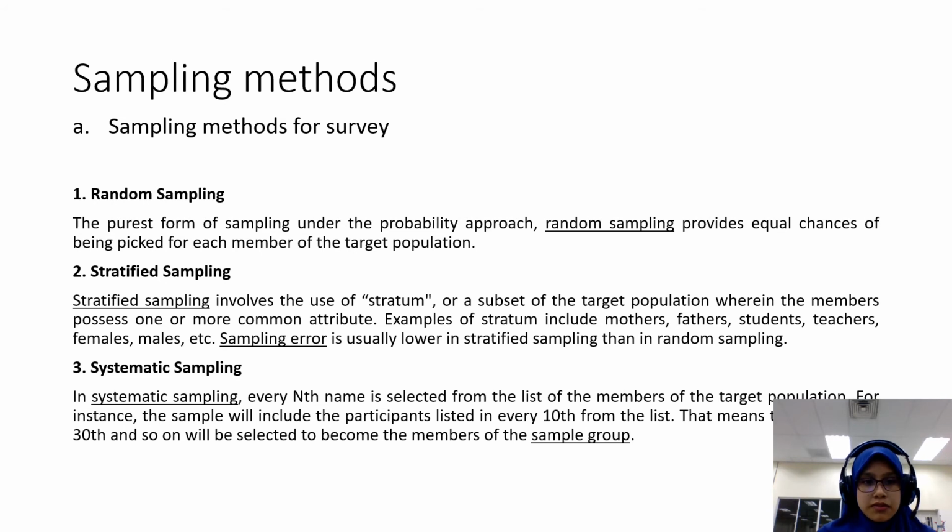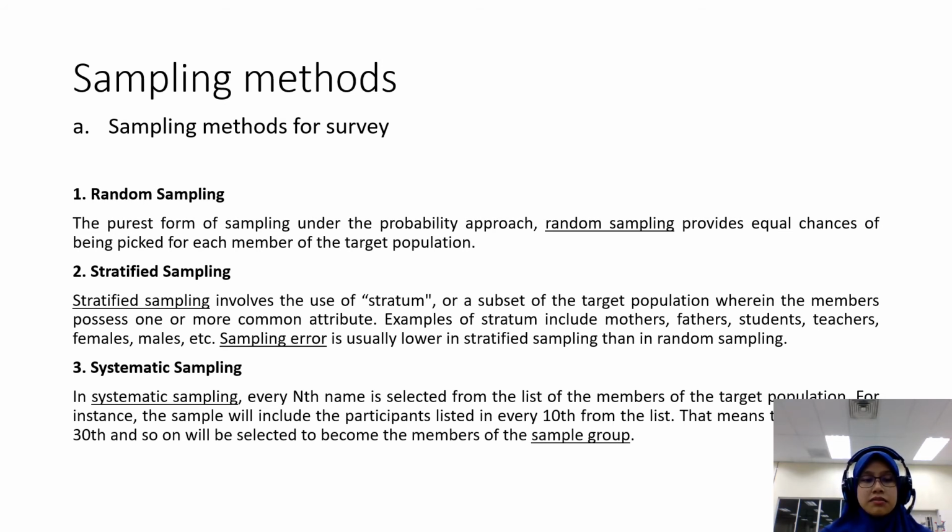Stratified sampling involves the use of stratum, or a subset of the target population, wherein the members possess one or more common attributes. Examples of stratum include mothers, fathers, students, teachers, females, males, and etc. Sampling error is usually lower in stratified sampling than in random sampling.